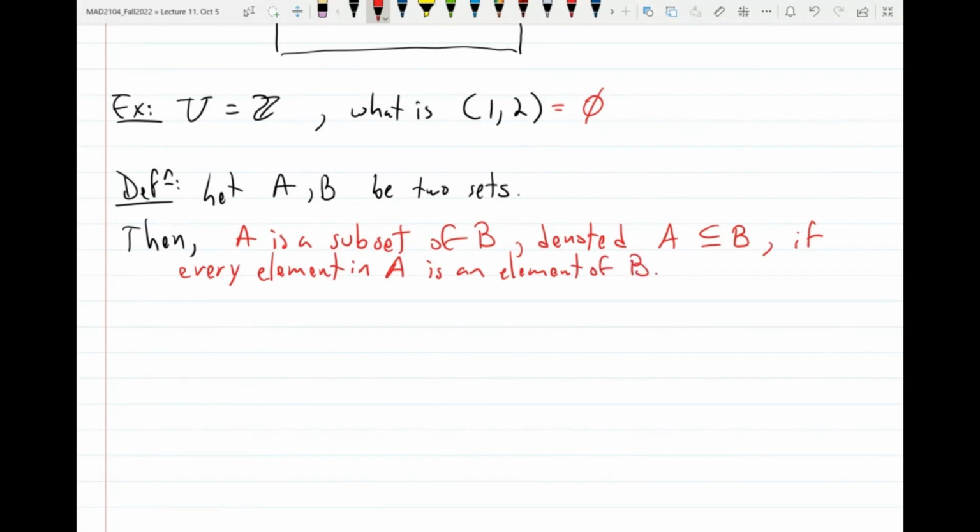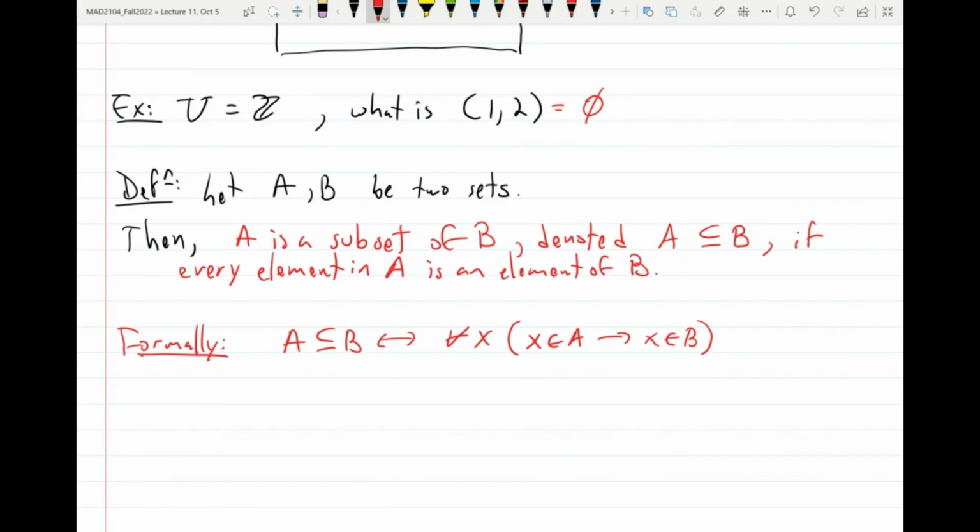Do you understand this? So formally, how do we write this? Formally, A is a subset of B if and only if for all x, if x is in A, then x is in B. Okay? The reason I'm giving you the formality is because this actually tells you how to prove whether one set is a subset of another one.